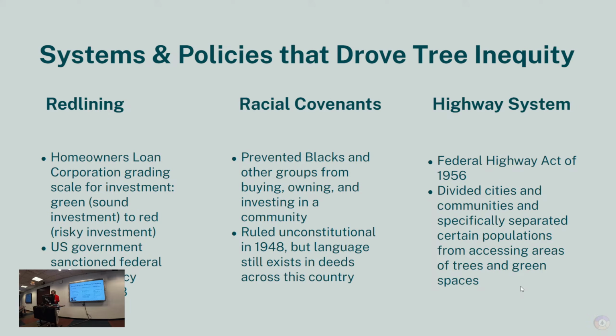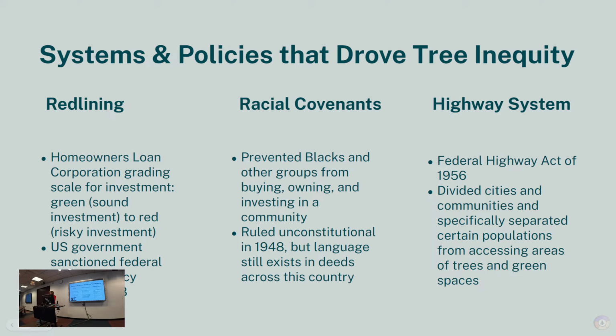So there are systems and policies, and Sierra started to touch on it, and other speakers throughout the symposium have touched on it, that have driven low tree equity across Chicago, but also across the country. Homeowners Loan Corporation, which is the redlining. It was a US government sanctioned federal housing policy, and it existed from 1933 to 1968. I was born in 1969, so it is within our lifetimes.